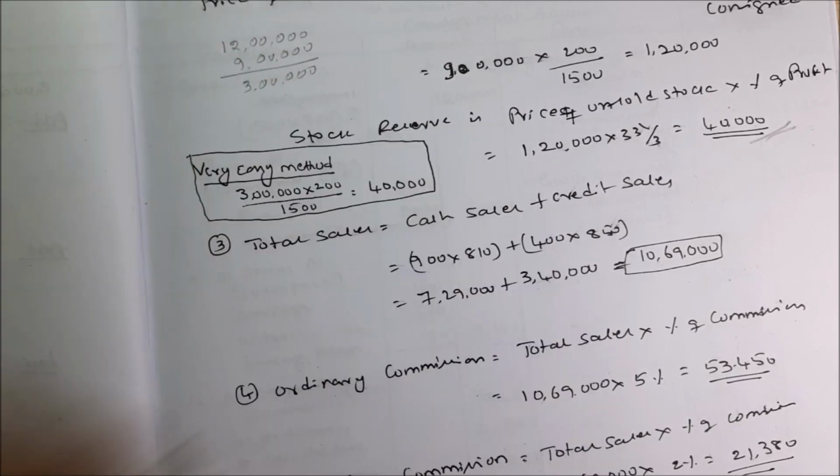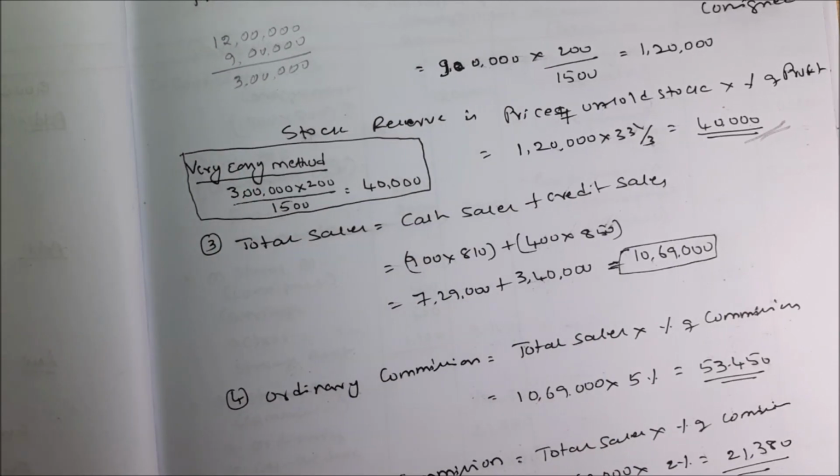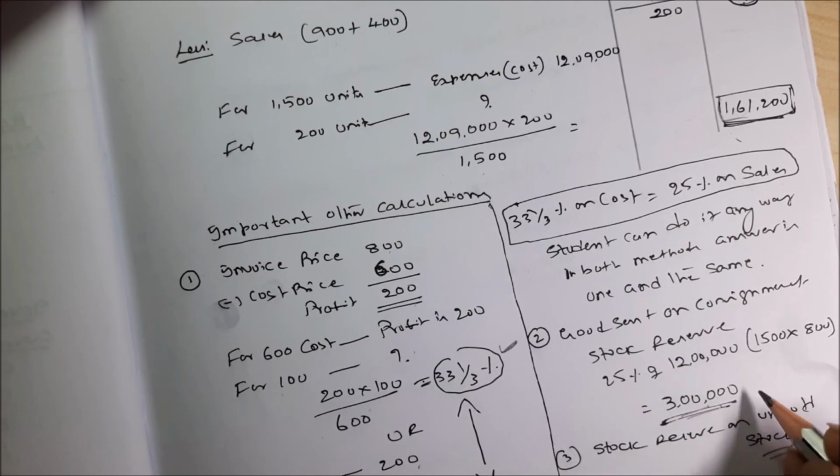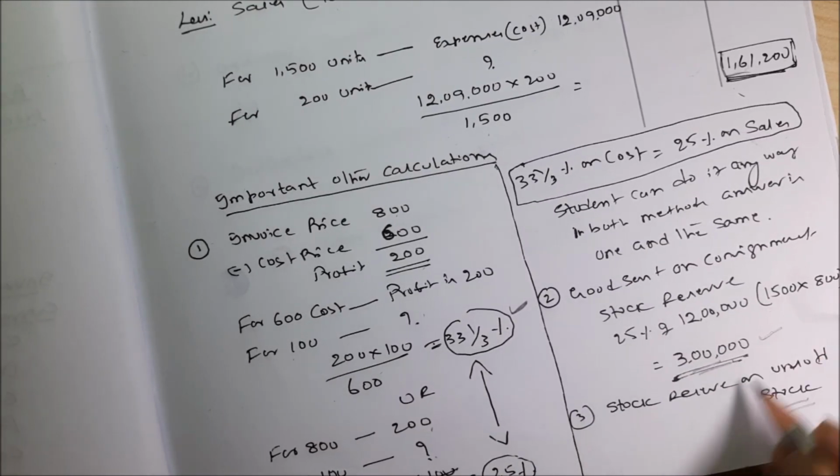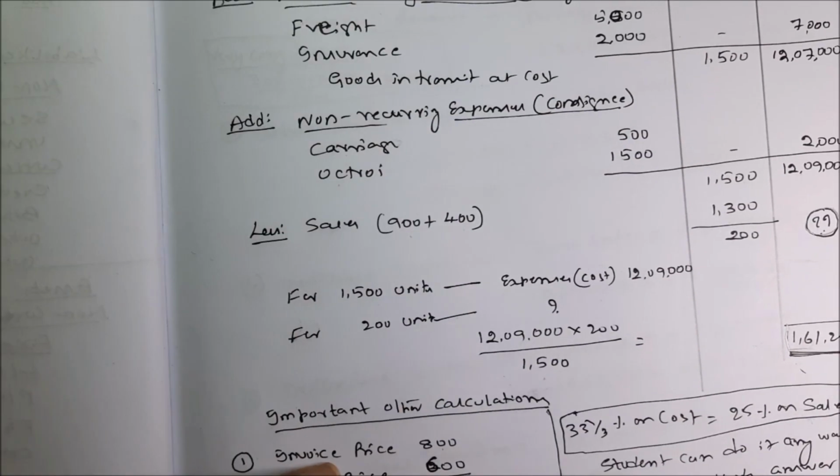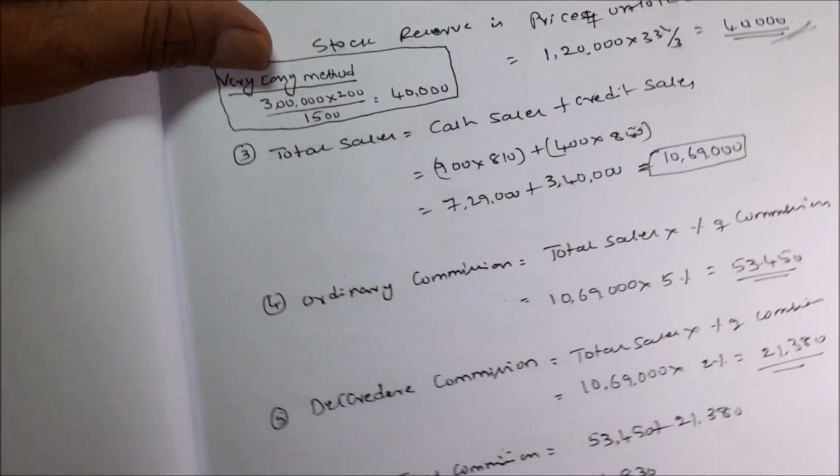Very simple, right? 3 lakh, which I have already calculated. I have shown you that 3 lakh here. I hope you can see that 3 lakh. You take this 3 lakh.